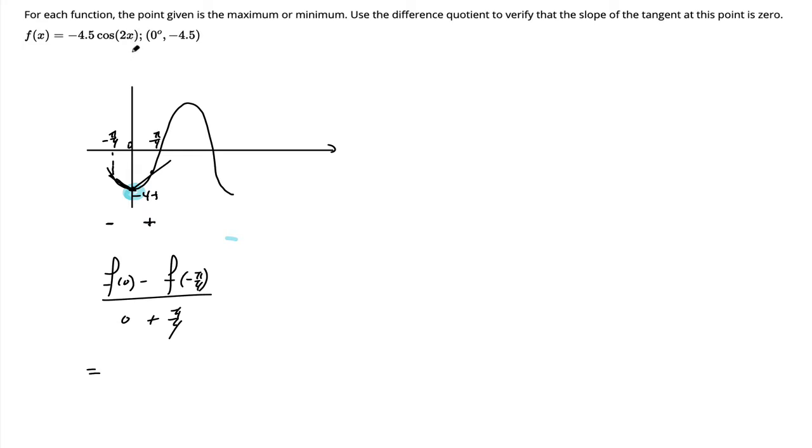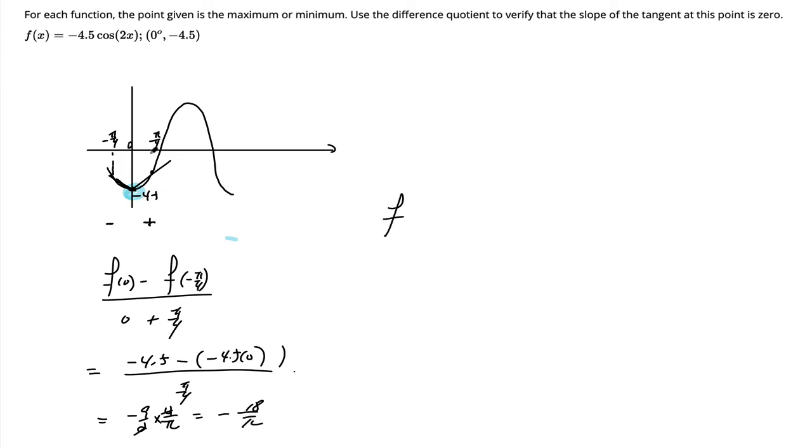So cosine of 0 is 1, so it's negative 4.5, subtract, and minus 4.5 cosine of, right, 2 times pi over 4 is pi over 2, which is 0. Cosine of pi over 2 is 0, so this is all 0 here. So that's gone. So that's minus 9 over 2 times 4 over pi. Okay, so that's minus 18 over pi.